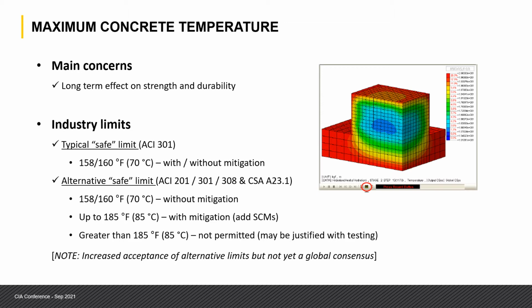However, when you look at the additional requirements or additional options provided to the specifier in ACI 301, you can see the allowance to go up to 185 Fahrenheit or 85 degrees Celsius, when you have mitigation with SCMs, supplementary cementitious materials like fly ash and slag. So the key is that if you don't have any mitigation provided as qualified by ACI, then you need to maintain a 70 degrees Celsius maximum limit. However, if you allow some additional cementitious materials like fly ash and slag to be used, then you can tolerate higher temperatures, and that temperature can go up to 85 degrees Celsius.